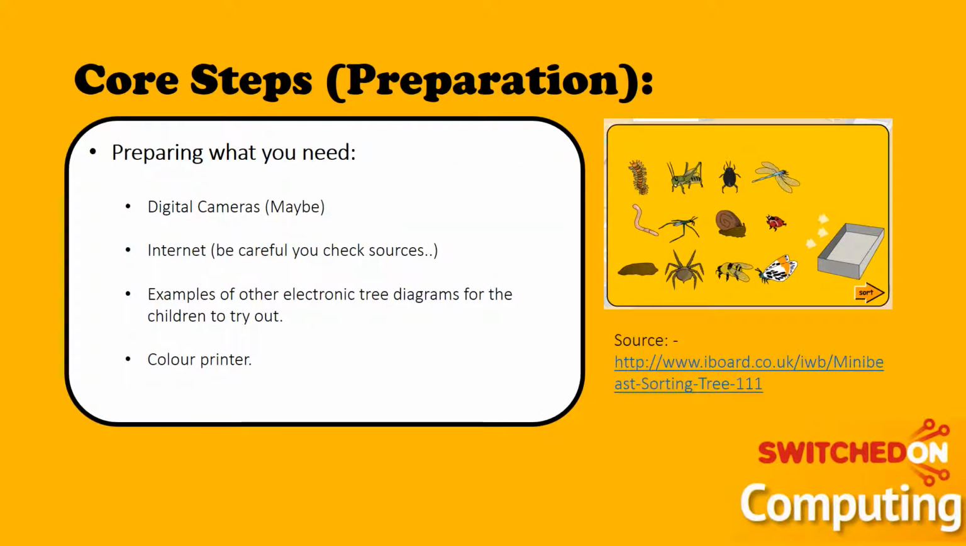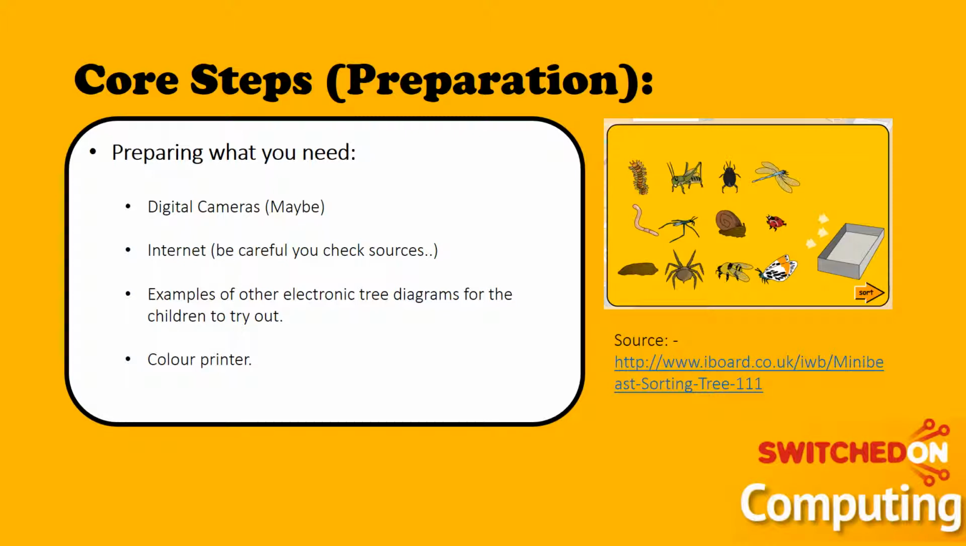So in preparation, there's not really a lot you need to do for this lesson. You might want to get digital cameras ready, and the pure reason for that is if you want to take your students outside to take pictures of trees or flowers. Or use the internet, but make sure you check your source for your images, because if you happen to be looking up pictures of animals, unless you're using a safe search engine, sometimes inappropriate images can come up and you need to watch your back there.